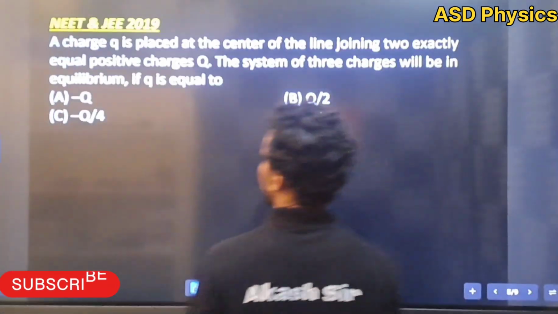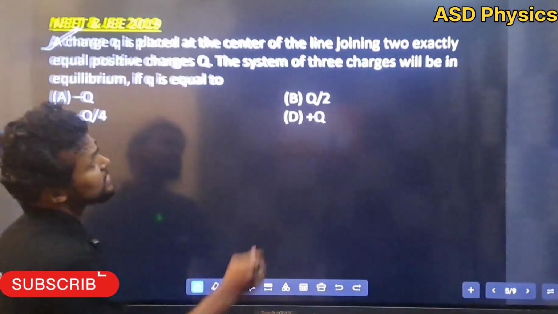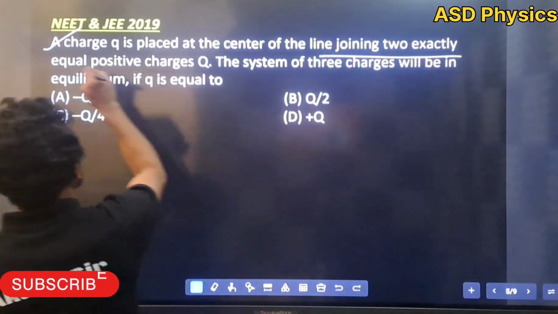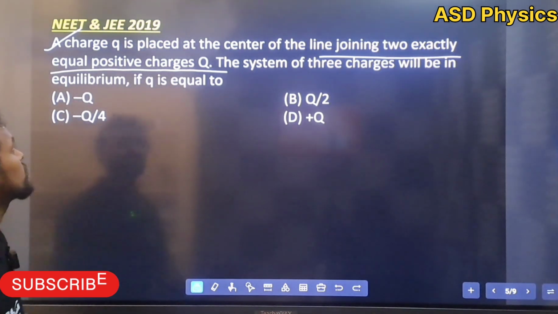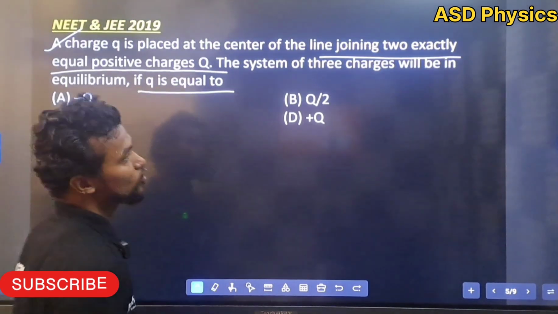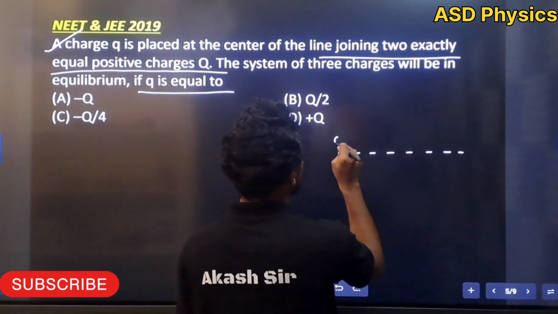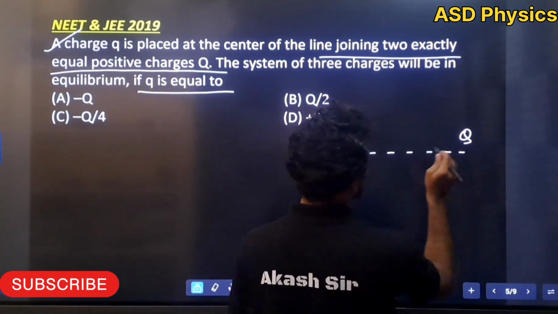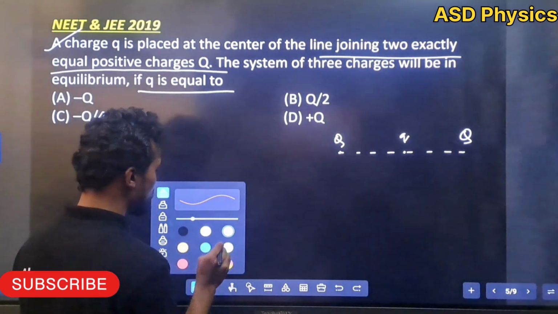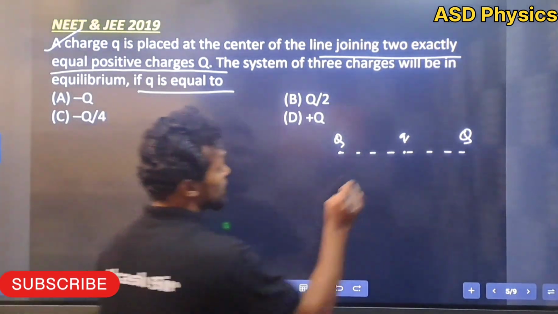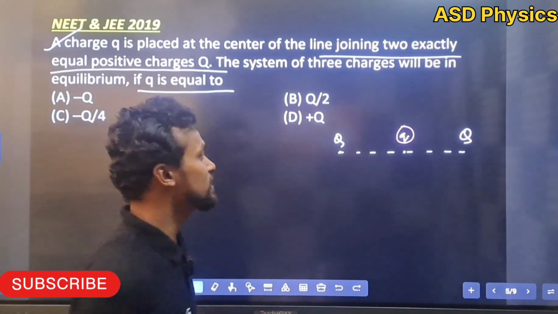Okay students, next one please, you can see here. A charge small q is placed at the center of the line joining the two exactly equal positive charges Q. The system of three charges will be in equilibrium if q is equal to how much here? Okay, so students, again let me draw the diagram here. Here we have the charge capital Q, here we have the charge capital Q, and here in the middle we have charge small q. We know very well by the symmetry of the charges that the net force on this small q will be 0 only. We have learned this very well in previous videos.